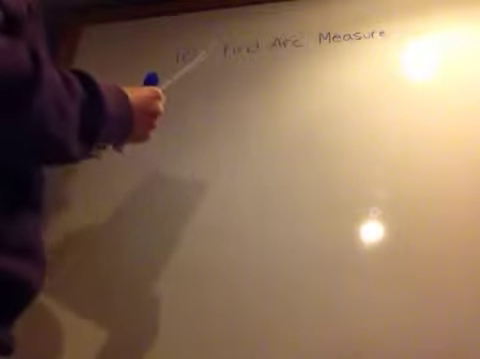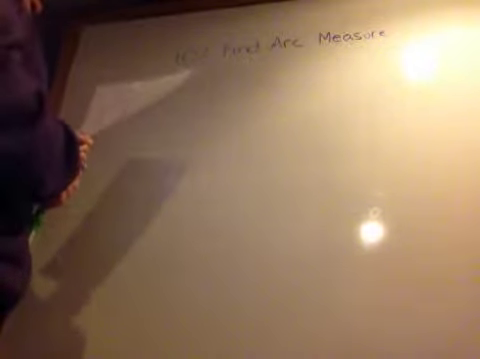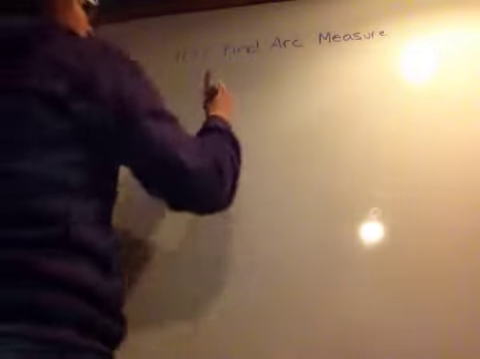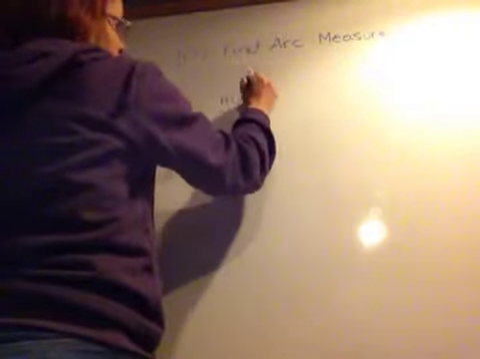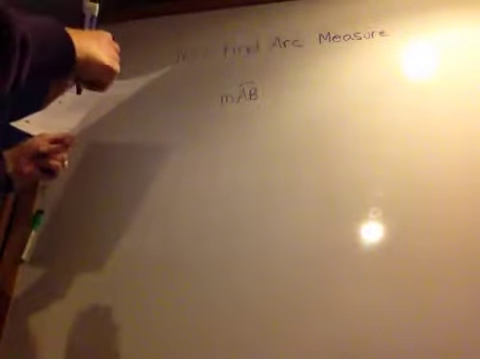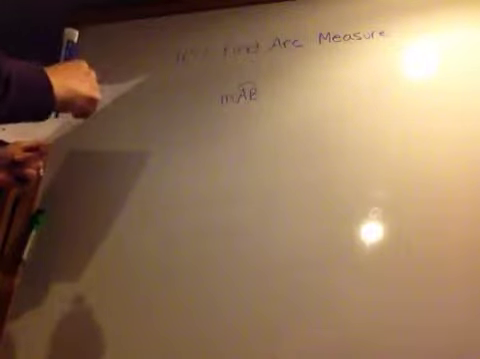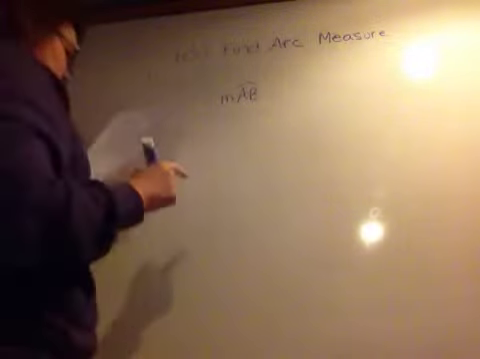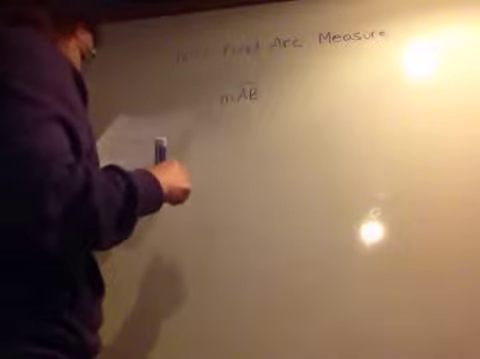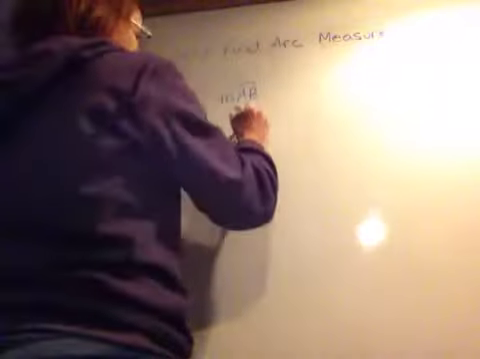Okay, so the measure of a minor arc is the measure of its central angle. And then you see this, that represents the measure of arc AB. The measure of the entire circle is 360 degrees, and a major arc is the difference between 360 degrees and the measure of the related minor arc. The measure of a semicircle is always 180 degrees.